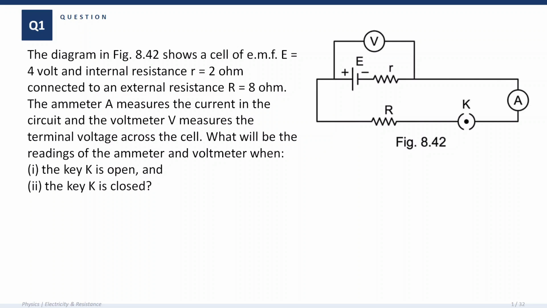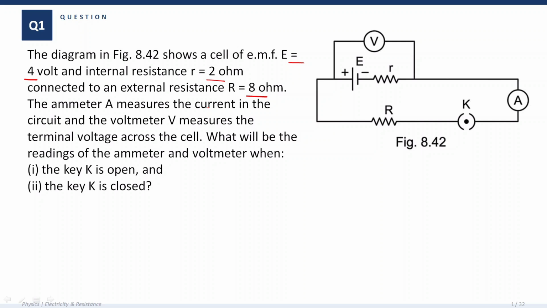What is given in the question? First, we have to underline it. Electromotive force given 4 volt, internal resistance 2 ohms, external 8. What we need to find? The current in the circuit, I mean the ammeter and voltmeter readings, we need to find out.